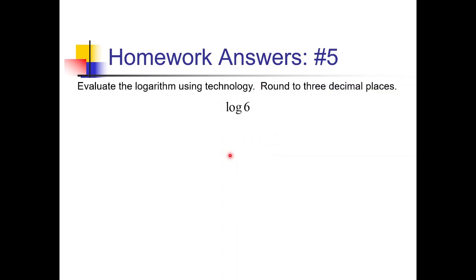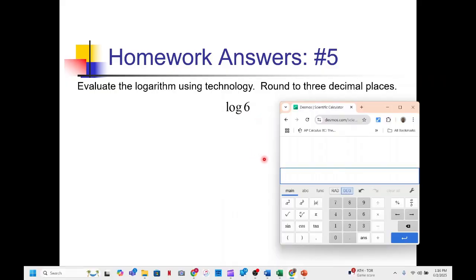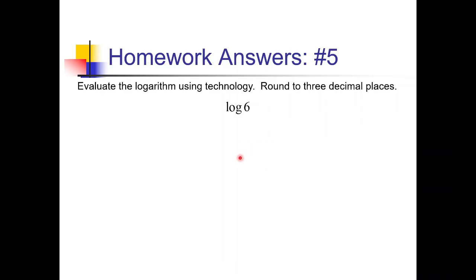For the next few problems, they want us to evaluate a logarithm using technology, rounding to 3 decimal places. Our first one here is log of 6. So this is just log base 10, which is built into all scientific calculators. Going to Desmos, I just have to write log and then 6. And it tells me what do I have to raise 10 to get 6? Well, I have to raise it to 0.778 and some change.